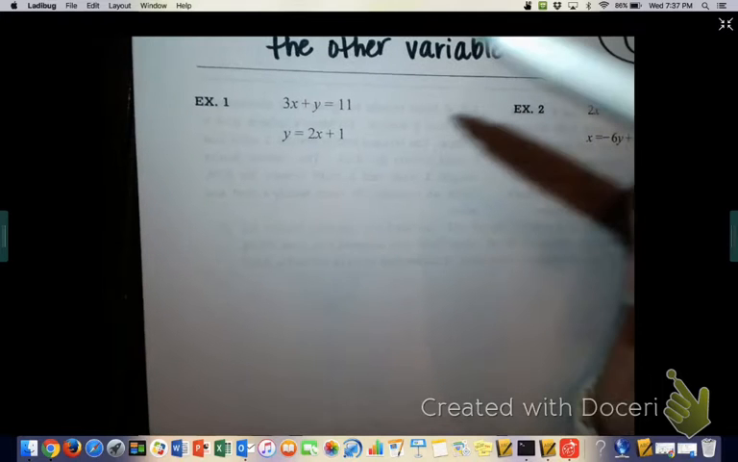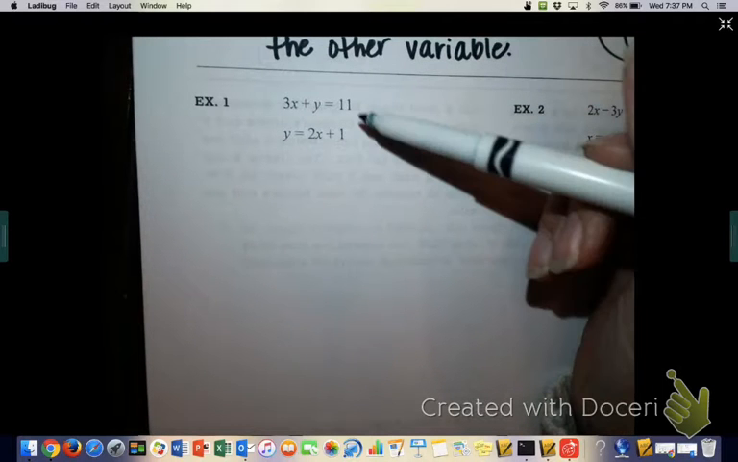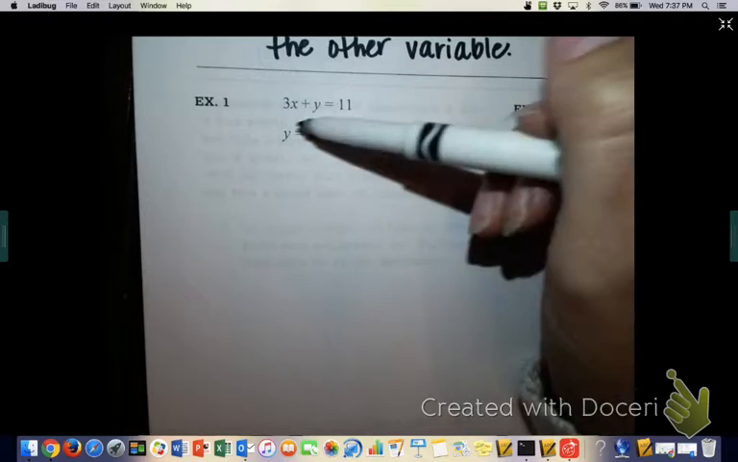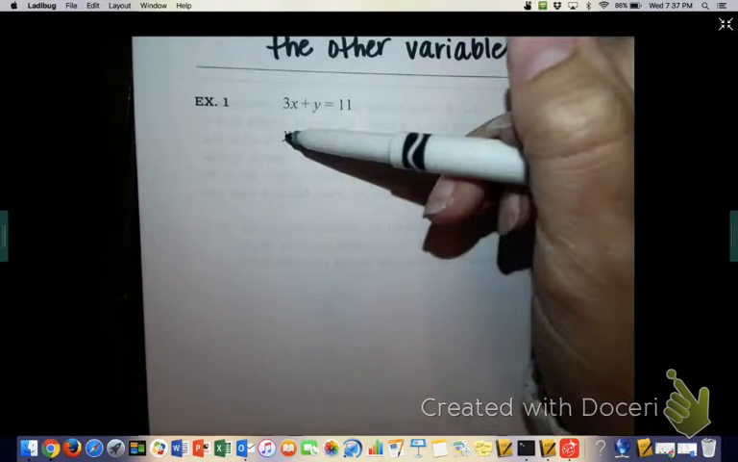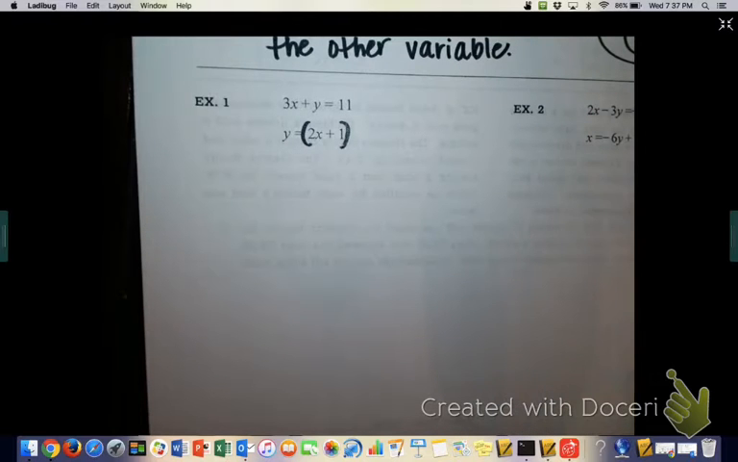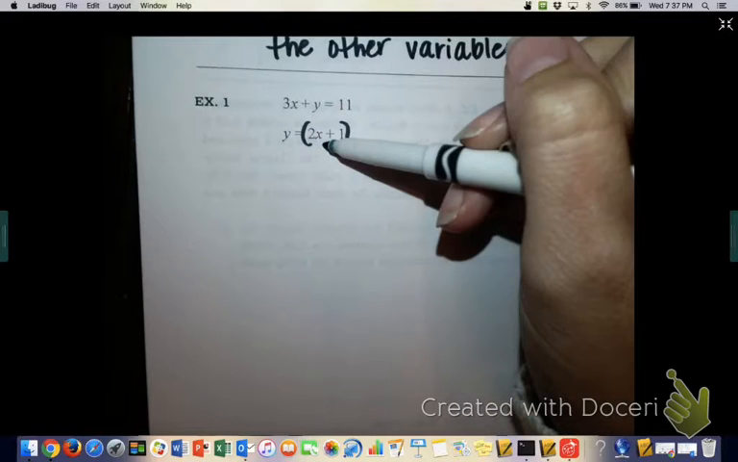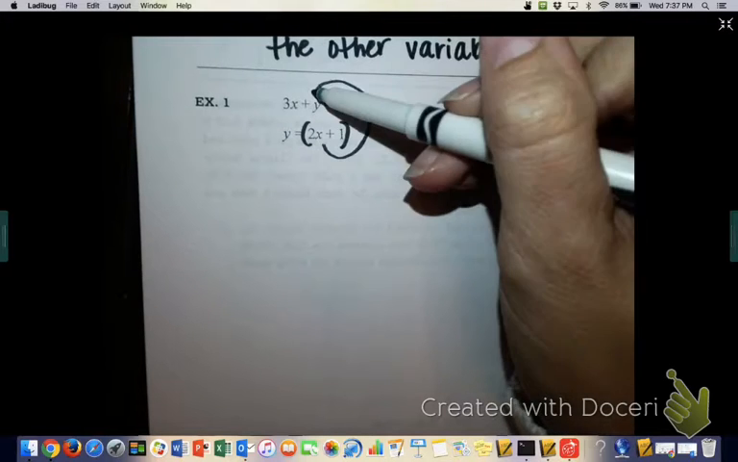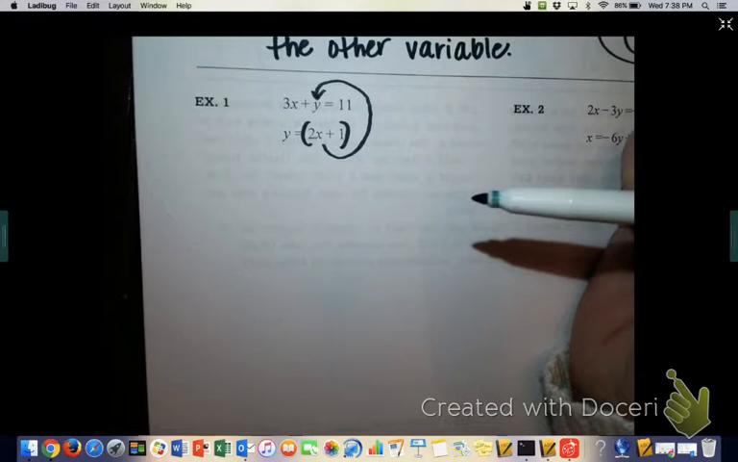All right, step 1 was you have to solve for either x or y. So I'm going to look and see if I can cheat and get out of step 1. And I can, because y is already by itself. So I'm going to take this 2x plus 1, and I'm going to substitute it in to this equation for y. Why does it go in for y? Because it's what y equals.